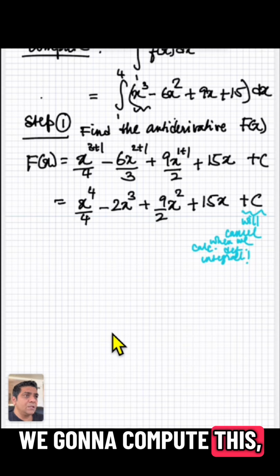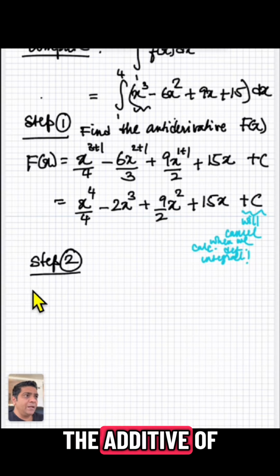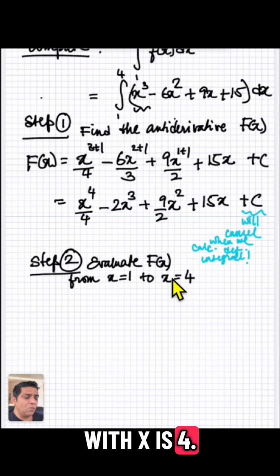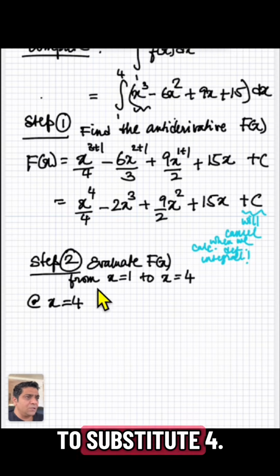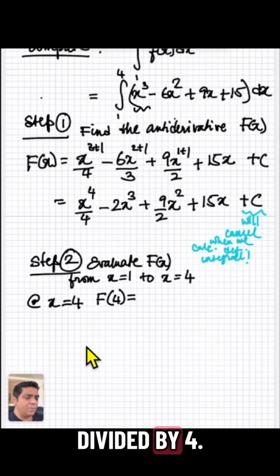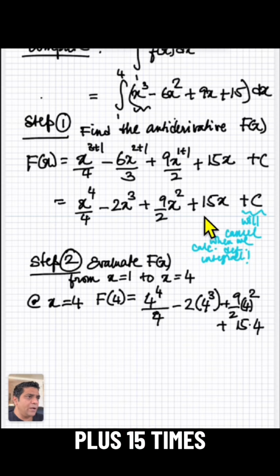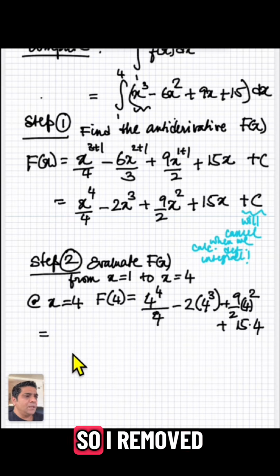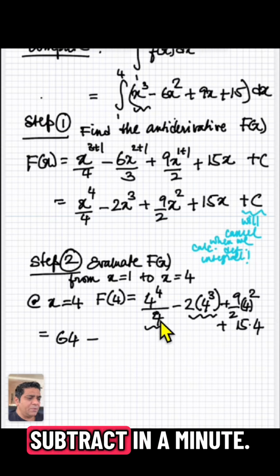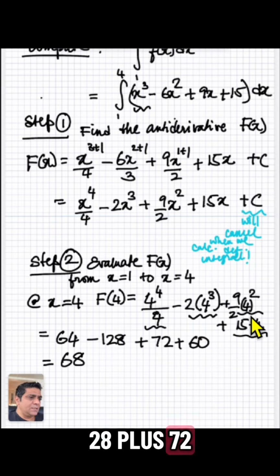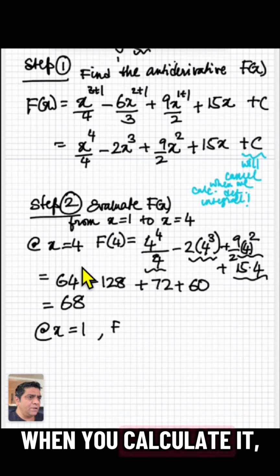We're going to compute the antiderivative, capital F of x, at 4 and at 1. So from x is 1 to x is 4, we're going to start with x is 4. Substitute 4 here: 4 to the 4th power divided by 4, minus 2 times 4 cubed, plus 9 over 2 times 4 squared, plus 15 times 4. I removed the constant C because you're going to subtract in a minute. So this whole thing is 64 minus 128 plus 72 plus 60. All of it, when you calculate it, becomes 68.